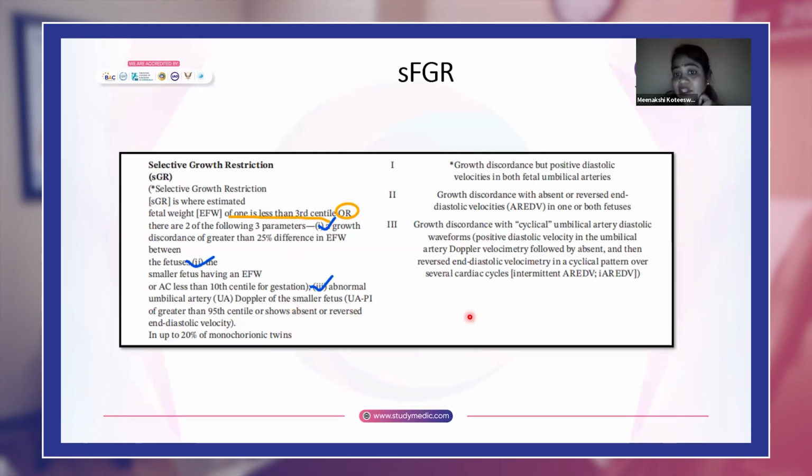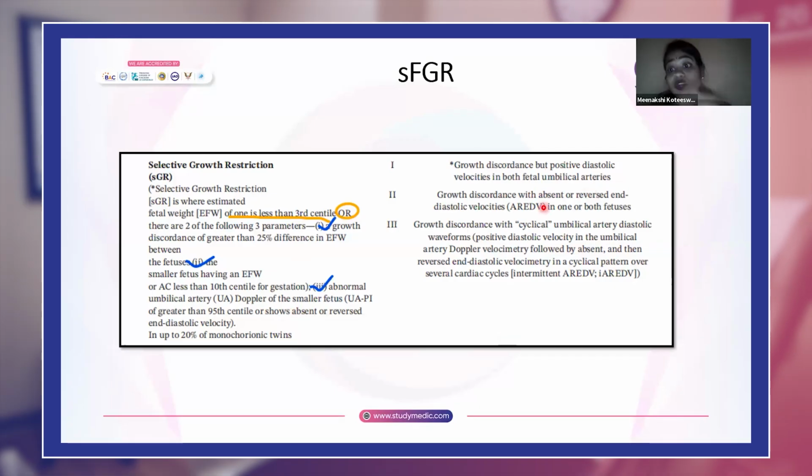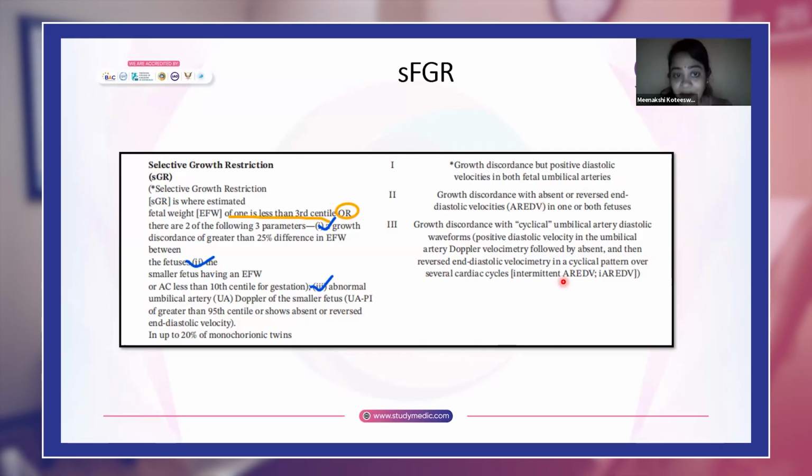In this, we've got 3 types. The first type is obviously whenever they've got positive diastolic flow. The second type is absent or reverse diastolic flow. That's when the frequency of your scanning would be increased. And thirdly, obviously, there's going to be a cyclical pattern, right?